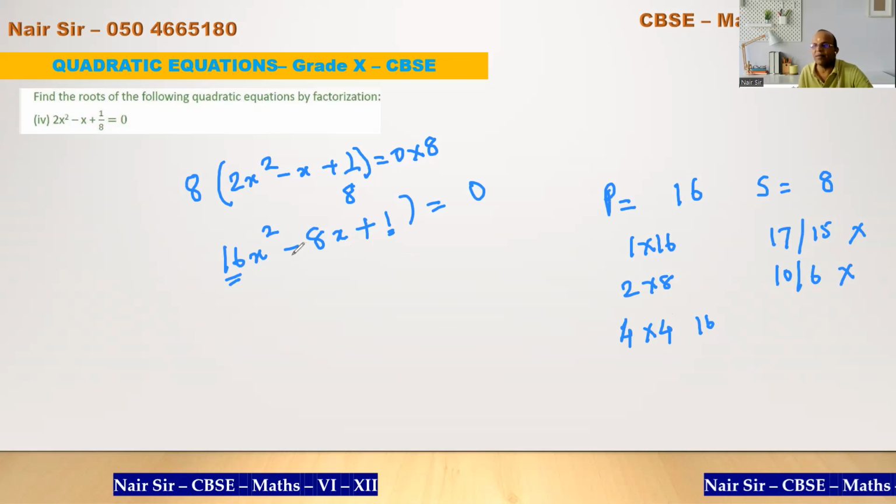It's a minus sign. So what will I do? Minus 4 and minus 4. Let me put minus 4 and minus 4. Minus 4, minus 4, when I add, what do I get? Minus 8. And minus 4 into minus 4 are 16, what do I get? Plus 16. I've got my number. What do I just need to do? Need to substitute.